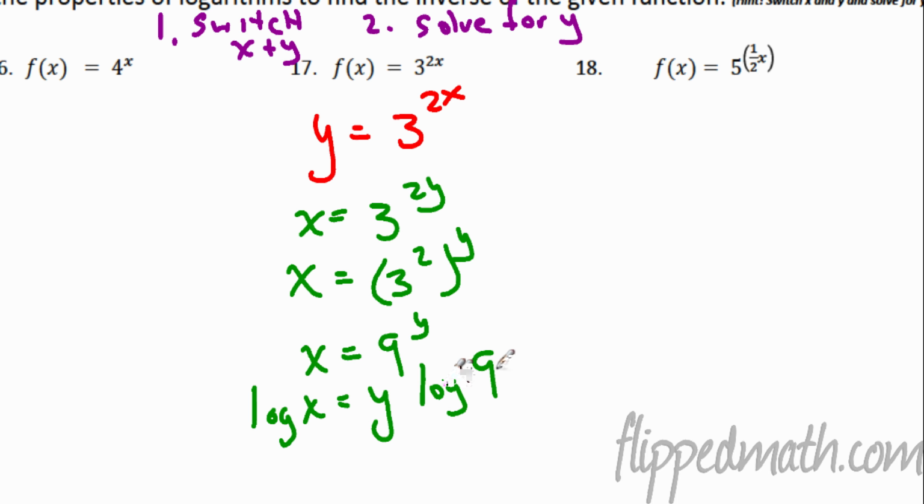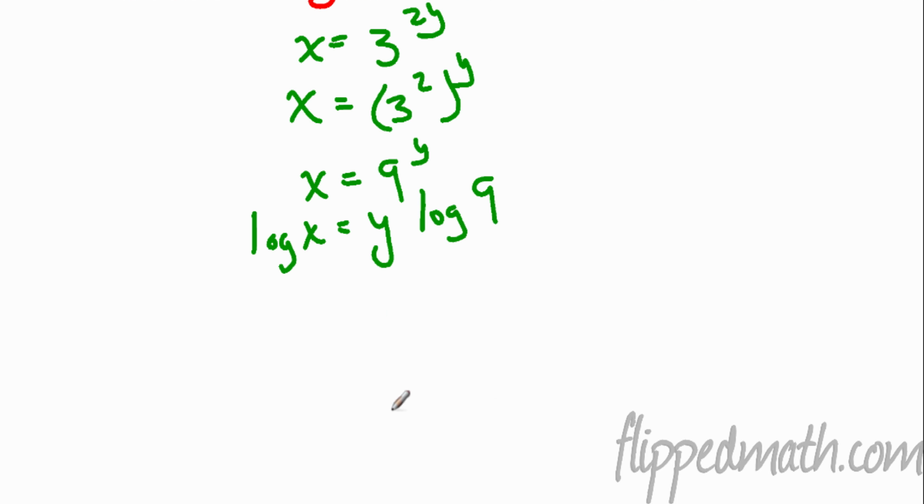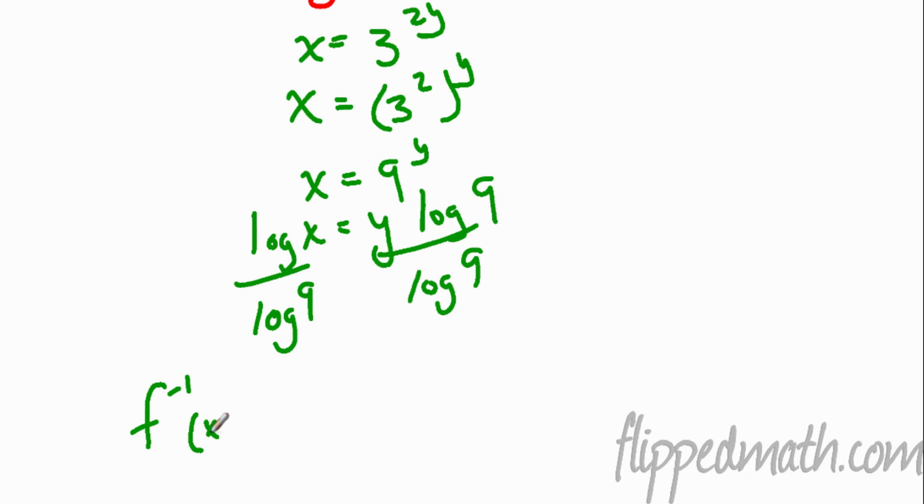Again, look, g's and 9s and 4s and y's. So this is the log of 9. We're going to divide on both sides by the log of 9. So we're going to get the inverse of x, which is in this case the same as y, is going to equal the log of x over the log of 9. And that's going to be our inverse function.